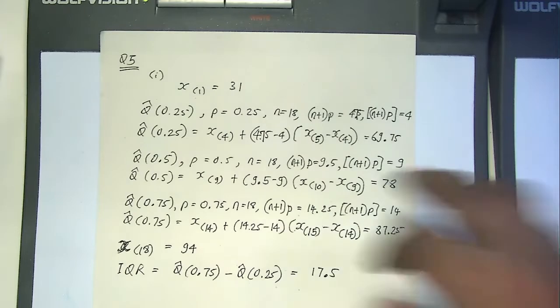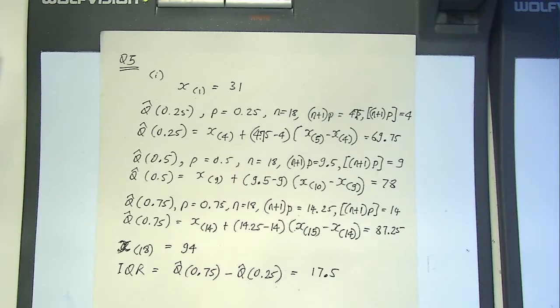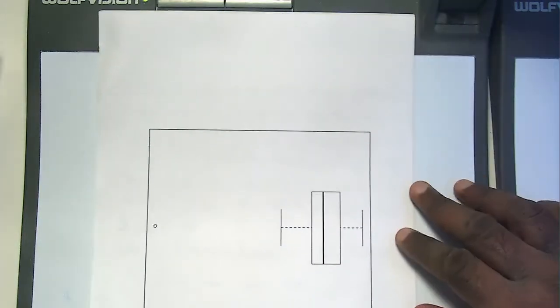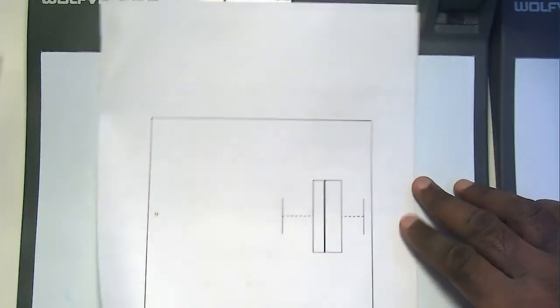Now using these numbers, you should be able to draw what is known as the box plot, which I talked about in class some time ago, you may remember. So basically, you should draw the box plot. Part 2 is to draw the box plot, right? It will look something like this. This is what you will get, guys.